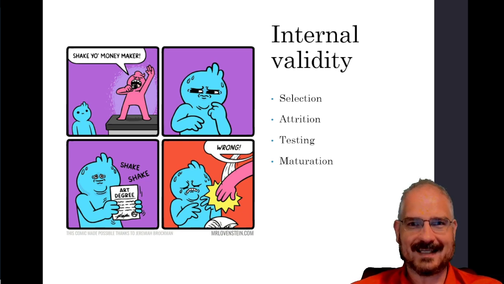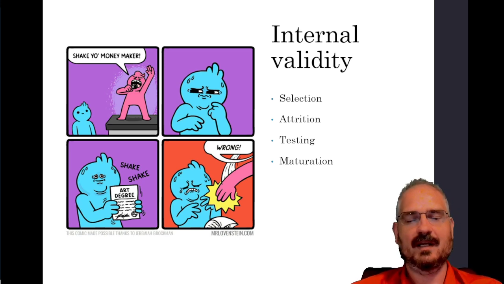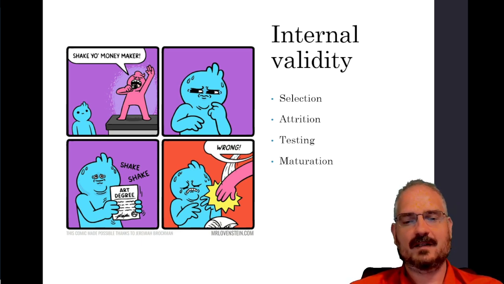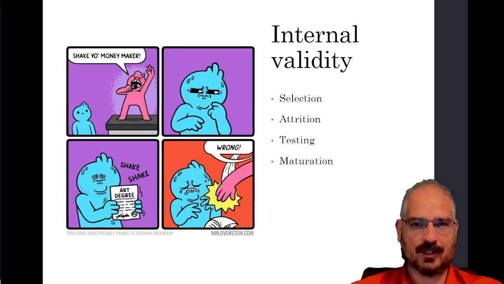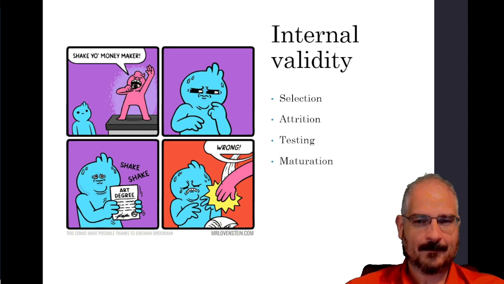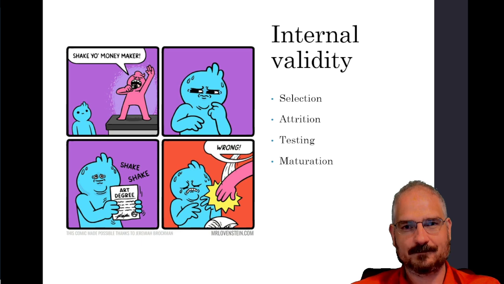So even if you can't have random assignment, if you can have a pretest, you might be able to at least determine whether there is a selection bias issue. The second one on the list is attrition, also called experimental mortality. And this is where people drop out of your experiment unevenly, right?